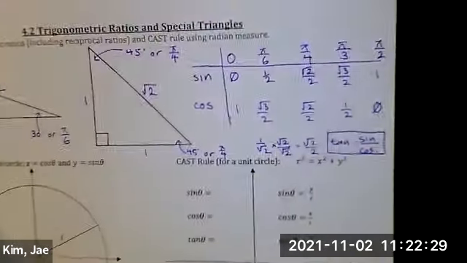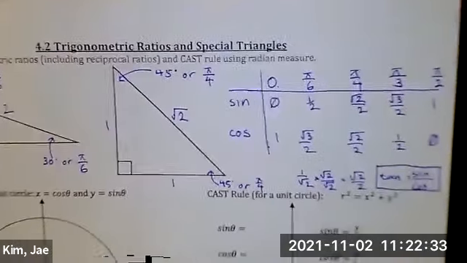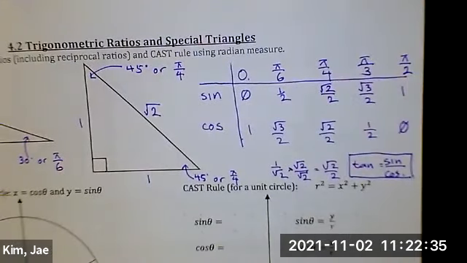30, 60, and 30, 45, 60, and of course 90 as well. All of it's in there. 90.